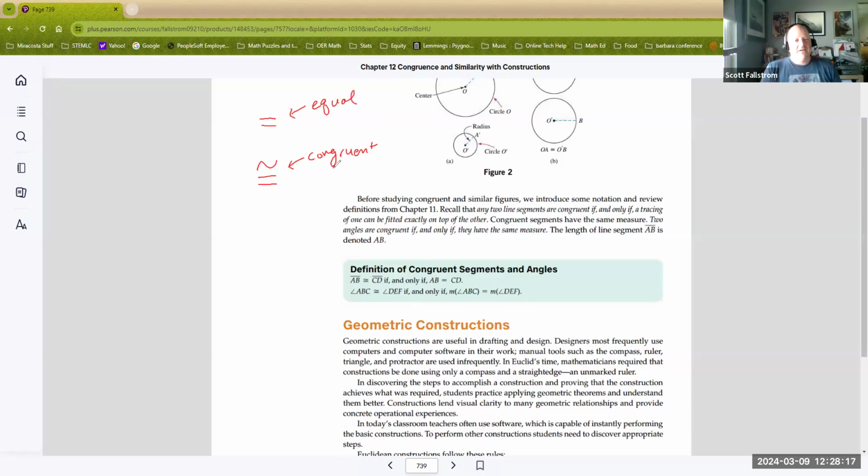Okay. So we use congruent when we're talking about shapes that may not be in exactly the same place. Like up here, we had two different lengths. They were in different places, but we saw that the lengths were equal. We could also say that OA as a segment would be congruent to O prime B as a segment. And again, the segments are congruent if and only if the lengths are the same.